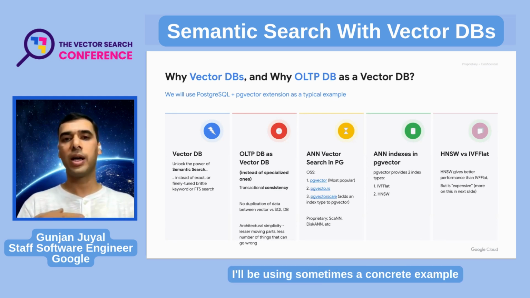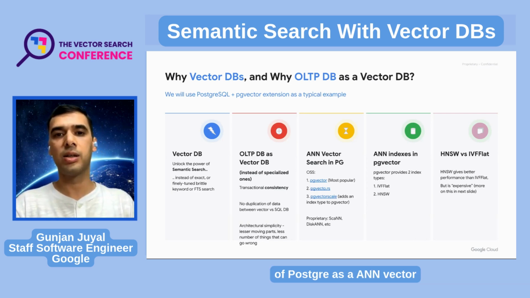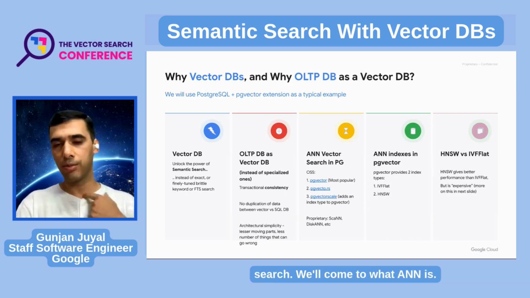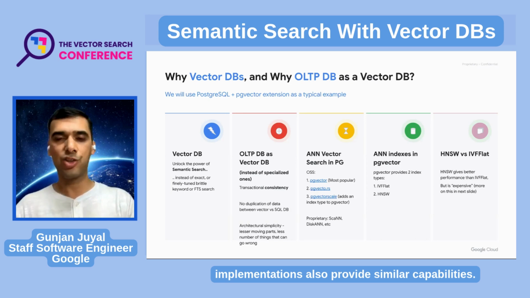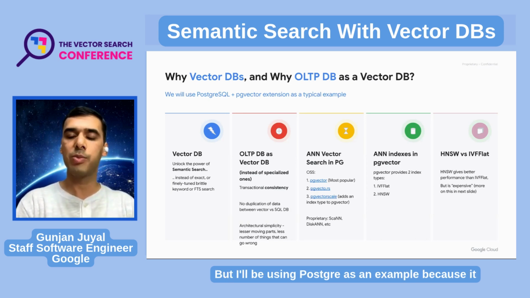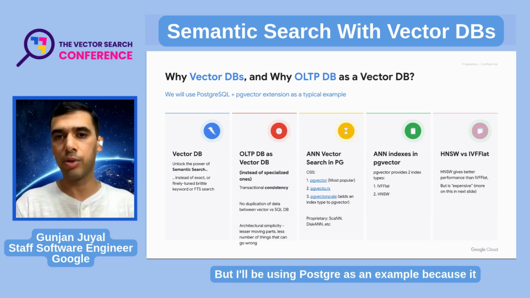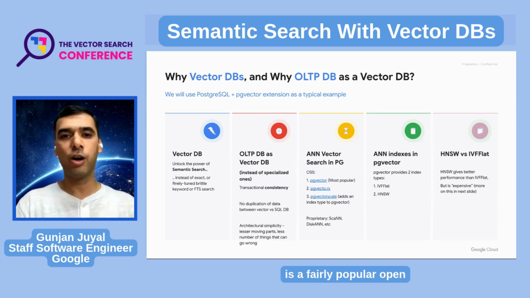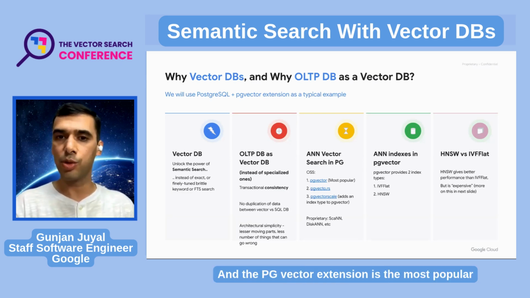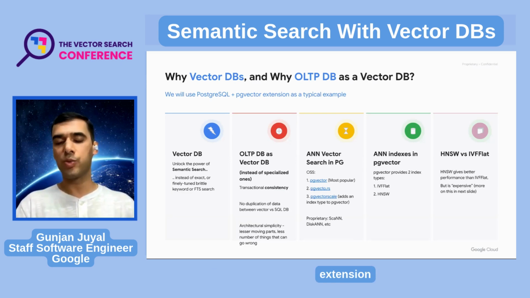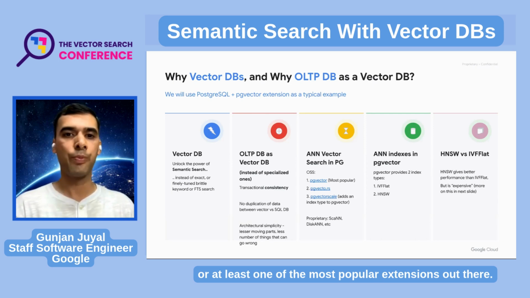And I'll be using, as a concrete example, Postgres as an ANN vector search. We'll come to what ANN is. And different other implementations also provide similar capabilities, but I'll be using Postgres as an example because it is a fairly popular open source offering, and the pgvector extension is the most popular extension, or at least one of the most popular extensions out there.